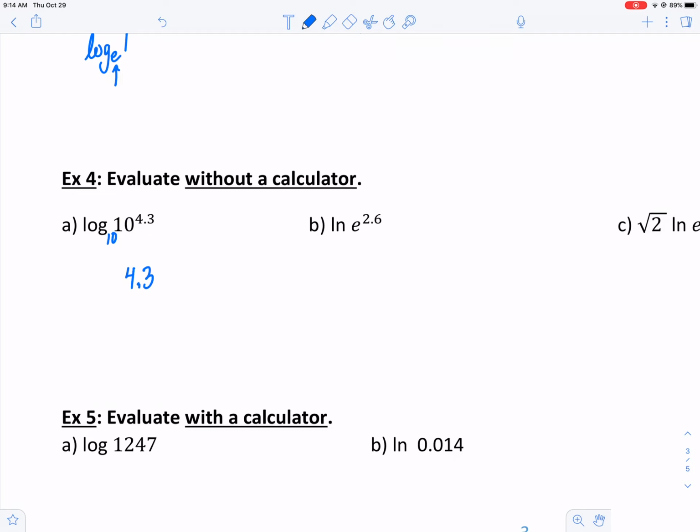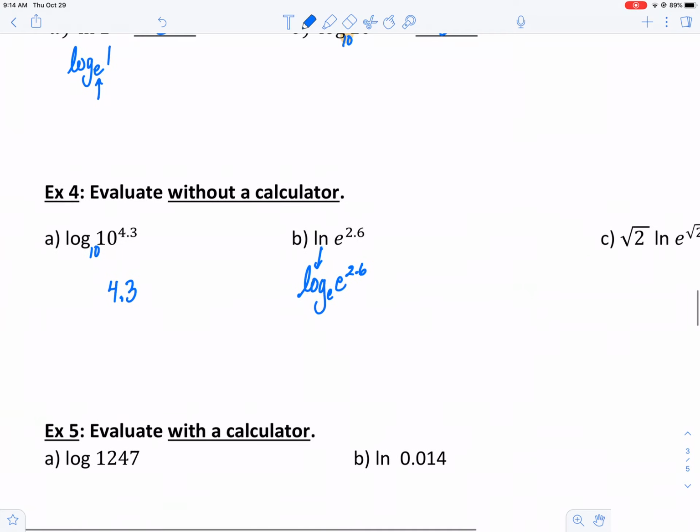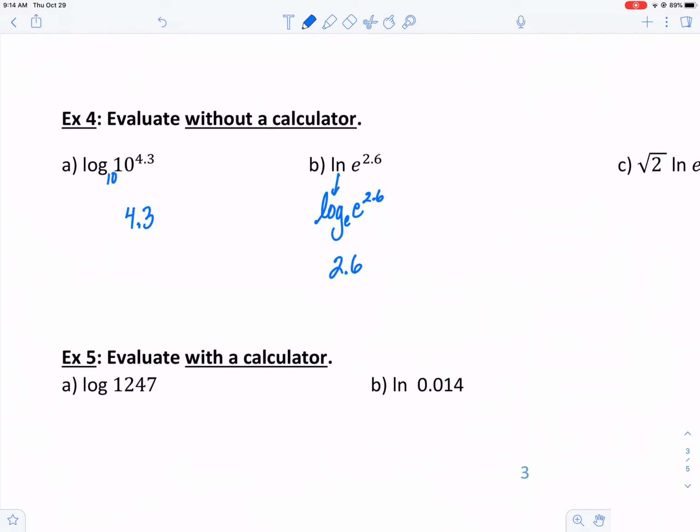The natural log, remember, is the same as log base e. So that's going to be the same thing. So that will be e to the 2.7. Once again, my e's, because e is the base of the log and e is the base of the exponent, those bases cancel out, and my answer is just going to be 2.6. Okay, so those are pretty easy.